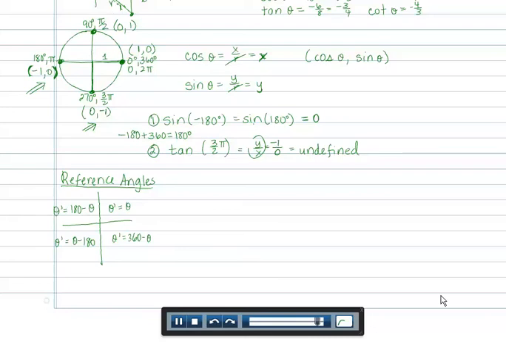So let's say, for example, they say find the reference angle of 300 degrees. Well, the first thing you need to know is which quadrant is it in, right? So you think about it, 300, that means it's in quadrant 4. And when you're in quadrant 4, your reference angle is 360 minus the angle in question. So in this case, it's 360 minus 300. And 60 minus 30 is 30. Your reference angle is 30 degrees.